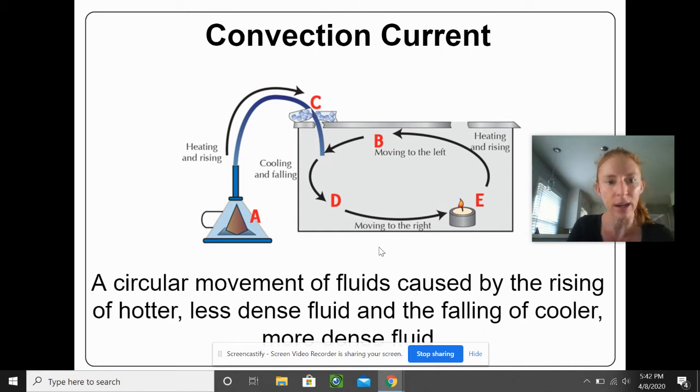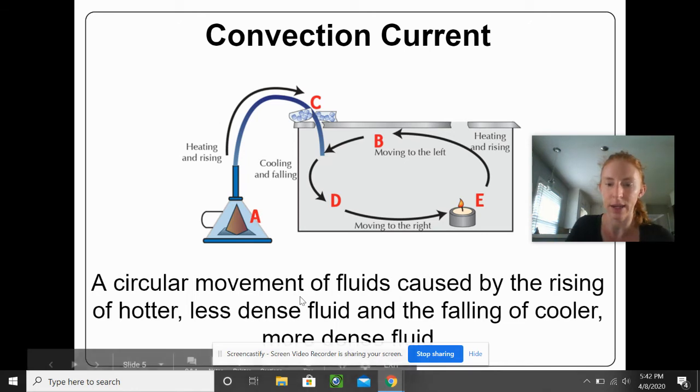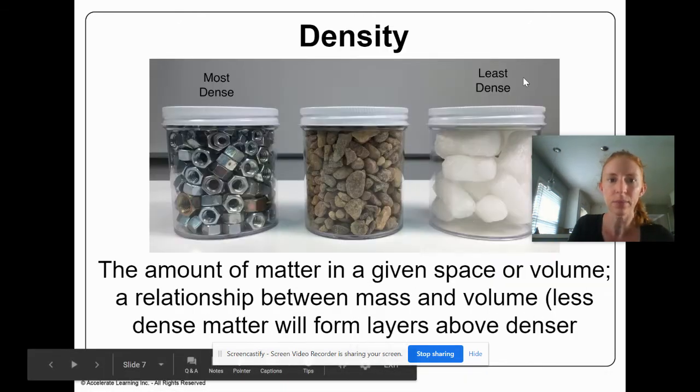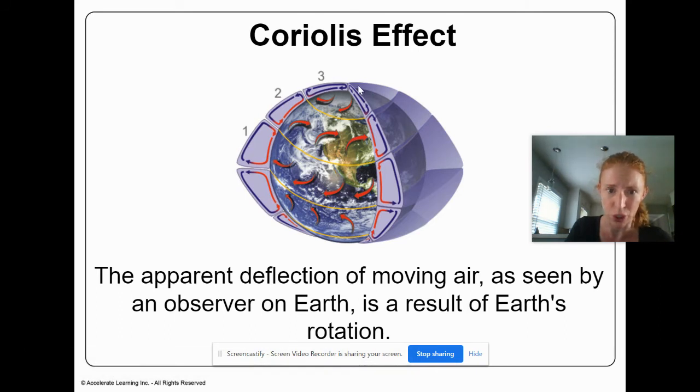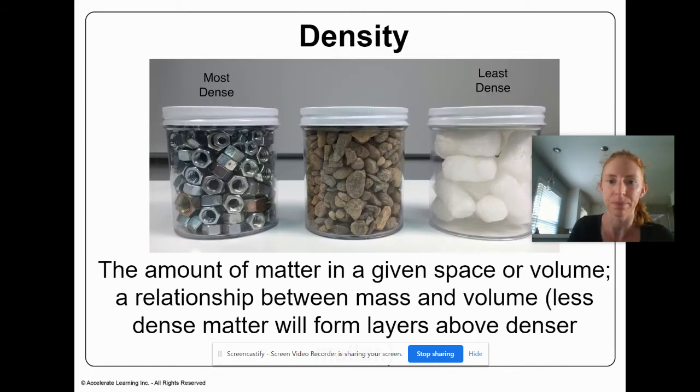So we have the heat and rising. We have cooling and falling. If we start with A, it's going to go to B, moving to the left, and then D, moving to the right, and then E, heating and rising, that process. This is called the Coriolis Effect. You can see our globe is separated by 1, 2, and 3 stages. The red is the warm, the blue is the cool. The apparent deflection of moving air as seen by an observer on Earth is a result of Earth's rotation.